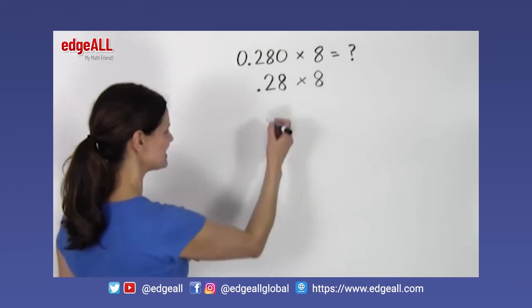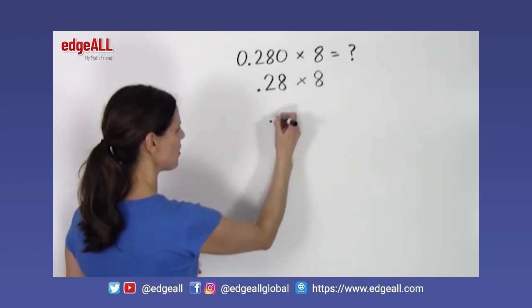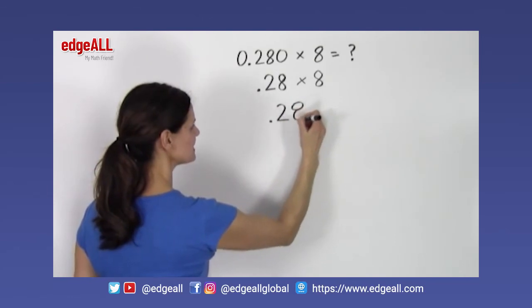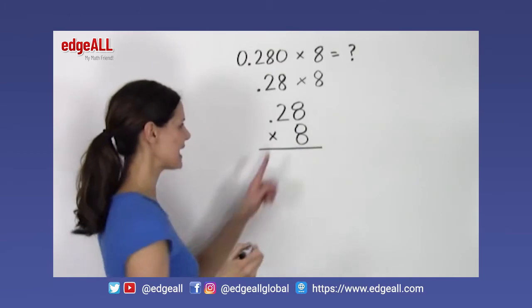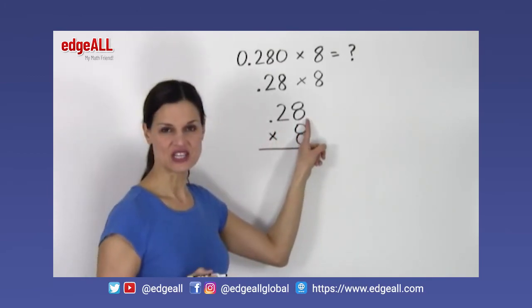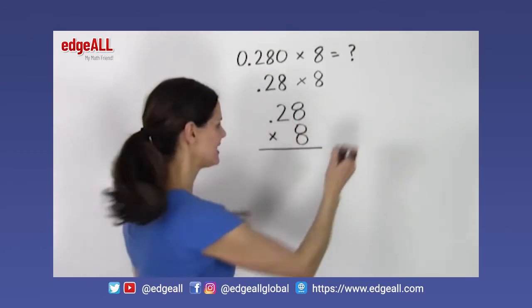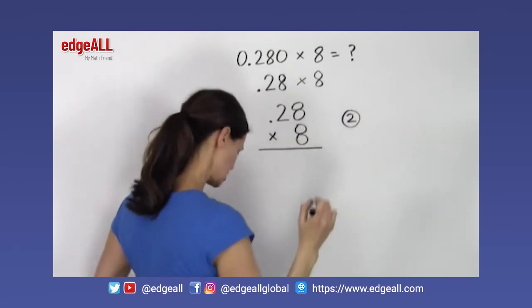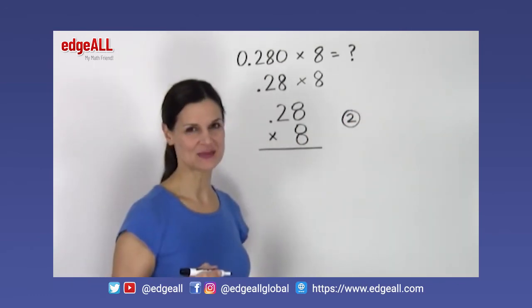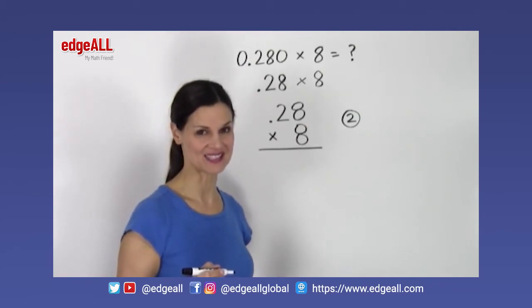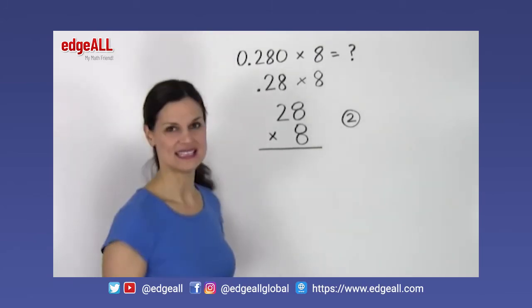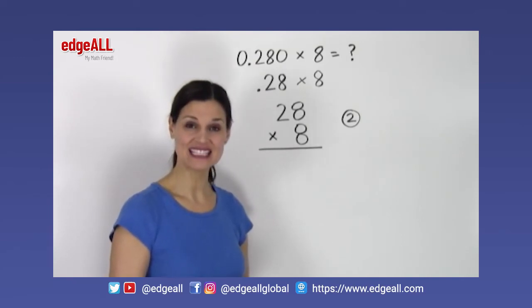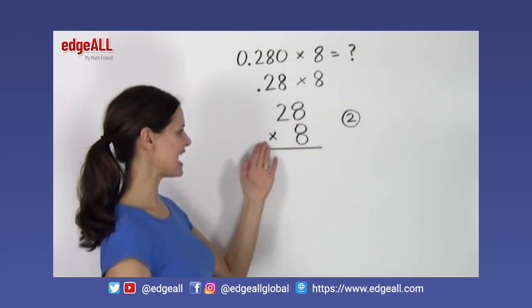I can continue by setting this up and do my .28 and my 8 here, multiply. I count my 2 digits to the right of the decimal point. I put that over here so that I know I've got 2 digits to the right of the decimal and I need to have that same number in my answer. Now that I've set it all up and I've counted my decimal places, I can simply remove the decimal point from my problem and now I have a very simple problem, 28 times 8.